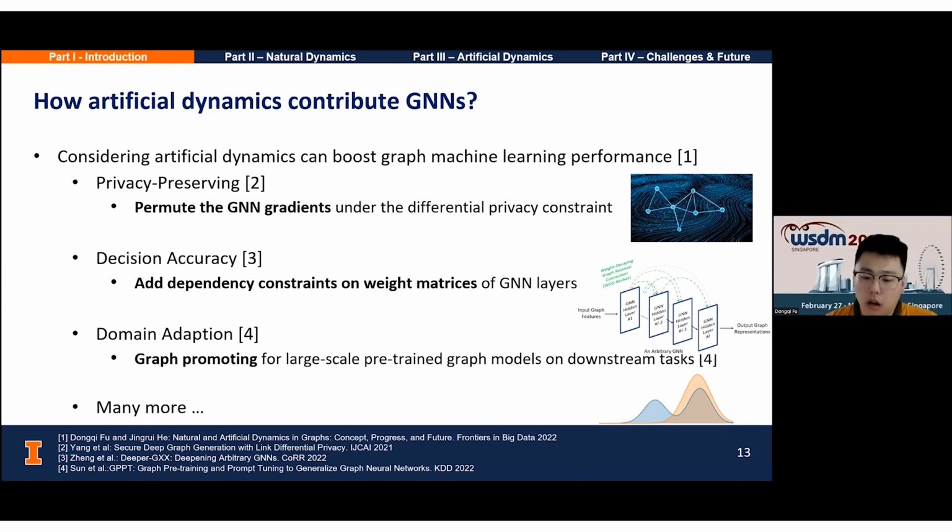Moreover, when we have a pre-trained large-scale graph neural network but face a differently distributed target downstream task, we can modify the downstream graphs a little bit to bridge the distribution gap, in order to warm up the large foundation models for the downstream tasks, a technique recently called graph prompting. Some literature is also listed here for your reference at the bottom of this slide.